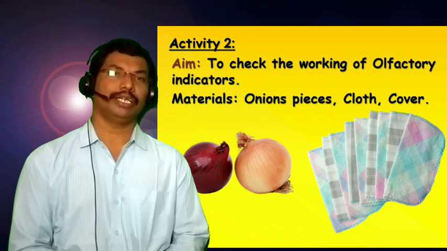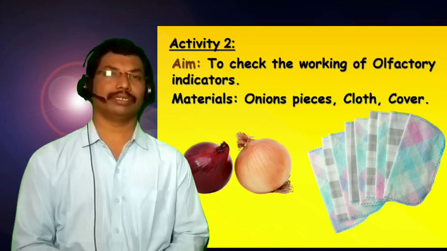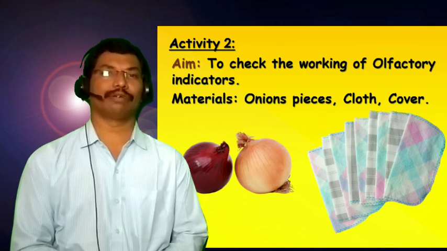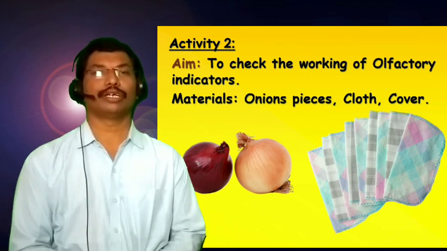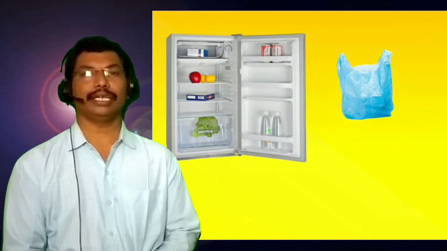Here take an onion. Materials required: onions, cloth pieces, a chopper, etc. Procedure: take the onions, cut into small pieces, chop them and keep them in a carry bag or cover. Along with this, add cloth pieces also and tie it and keep them in the fridge overnight. In the morning, take it out and check the smell of the pieces.